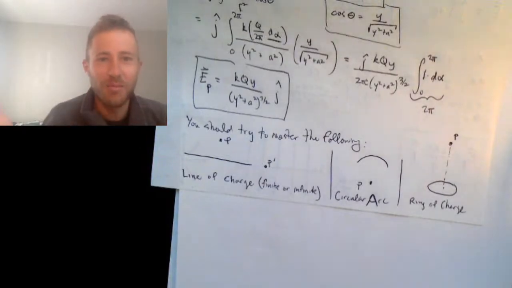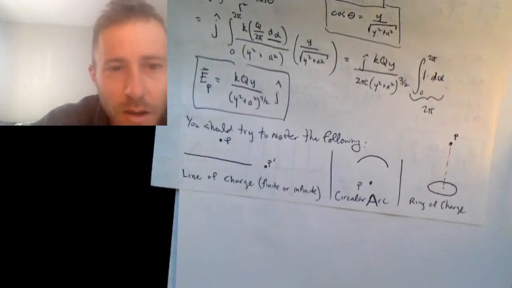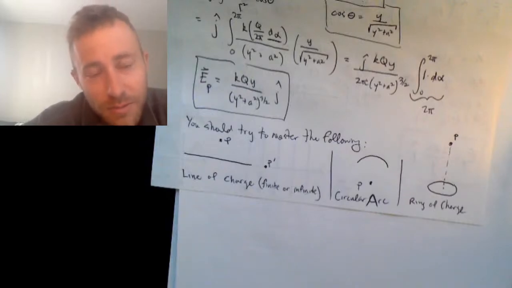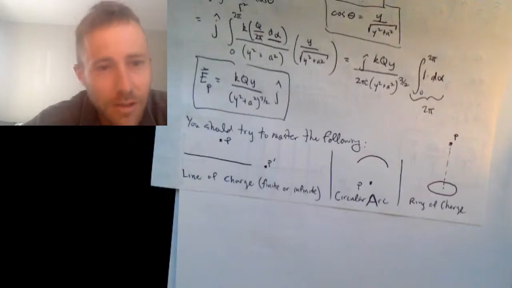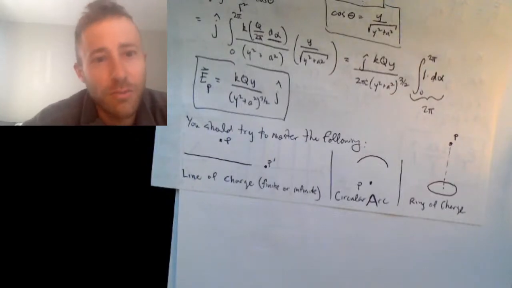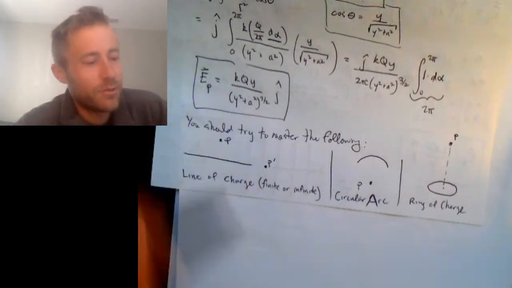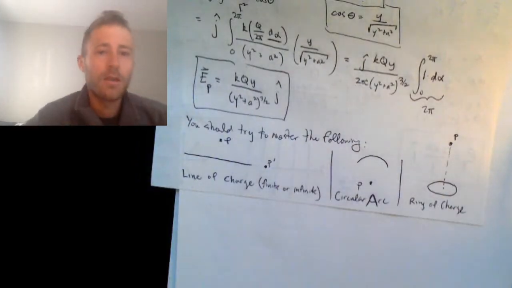If you do anything more complicated than that, the integral becomes impossible to solve with normal means. You'd have to go beyond Calc BC to do that integral. So yes, the problems are tough, but the number of possibilities for questions that you could get on exams and homework is very small. So if you can just focus on understanding the line of charge, the circular arc, and the ring of charge, you're golden.